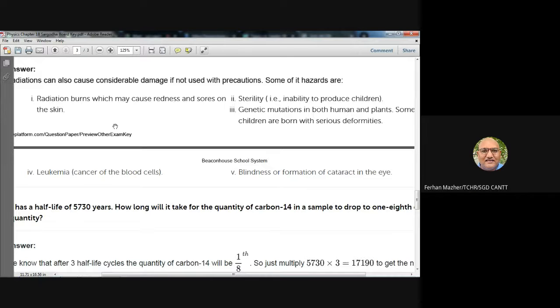Cataract is what we say motia in Urdu. Aankhon mein motia aa gaya. So the blindness or the formation of the cataract in the eye. Okay, hurry up, girls. Write the answer in your copies.